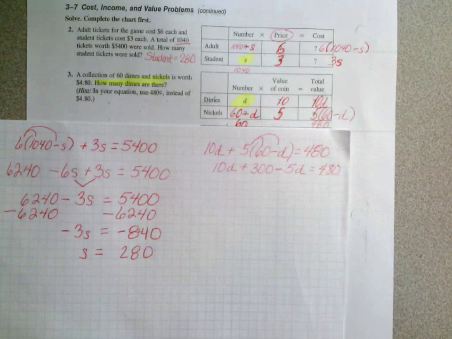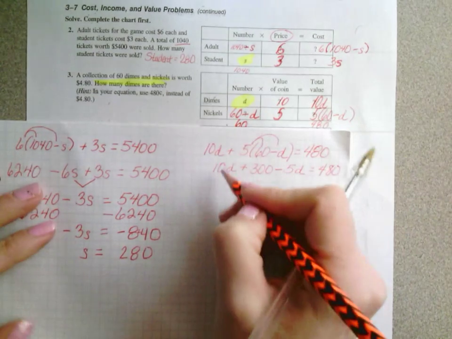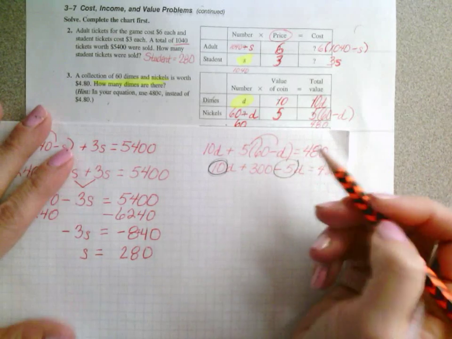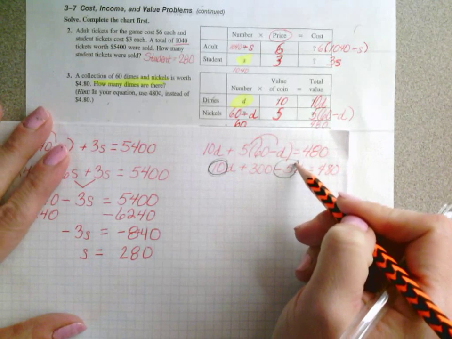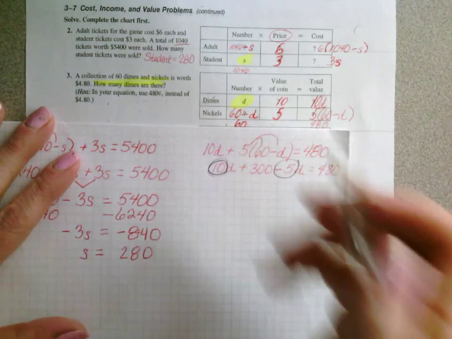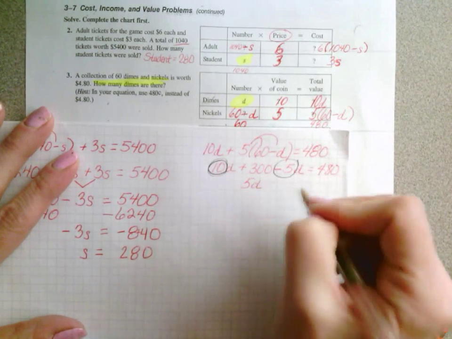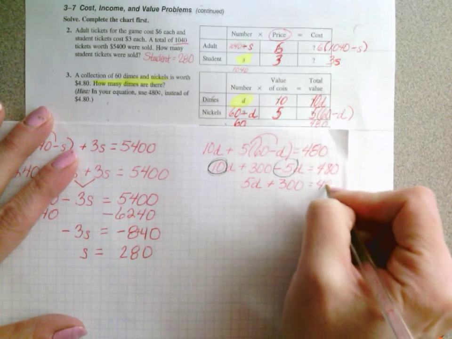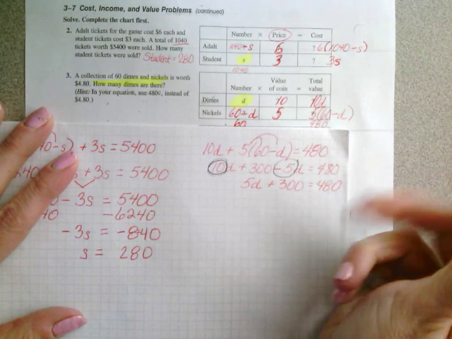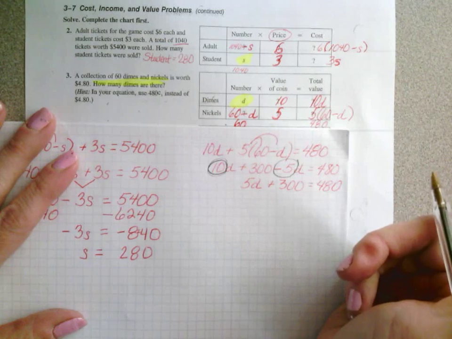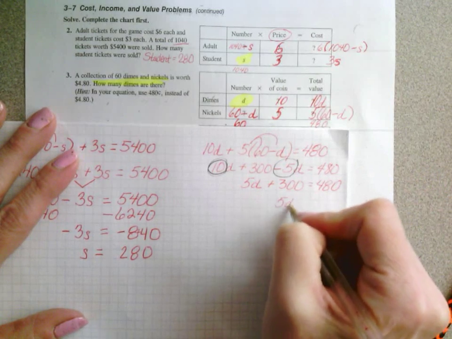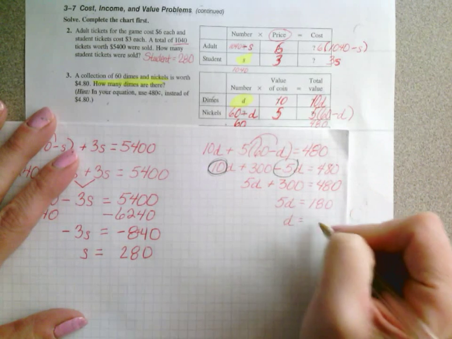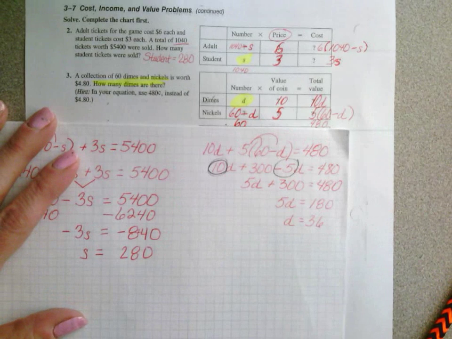Okay, collecting our like terms, we're collecting our D's. This is positive, this is negative. So it's like saying 10 minus 5. 10 minus 5 is a positive 5D. So far, so good? If you subtract 300, what do you get? 180, did you say? 36?